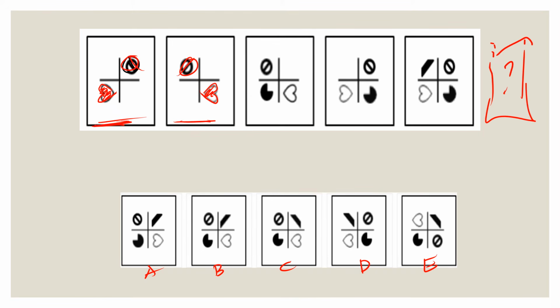So they look like mirror images of each other. Now going from the second to the third, the position of the heart and the stop sign did not change, but what changed is that we were given a different shape.